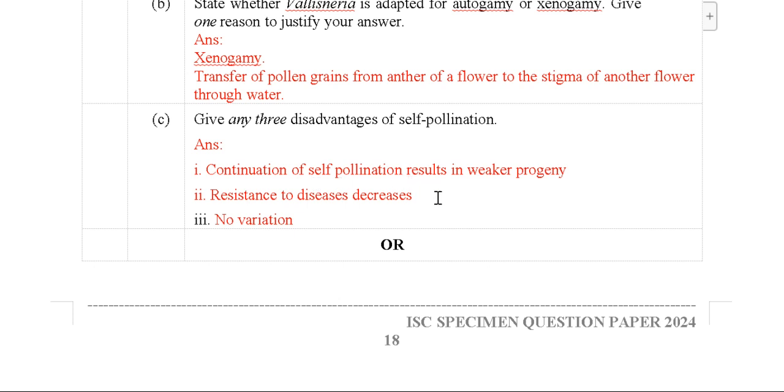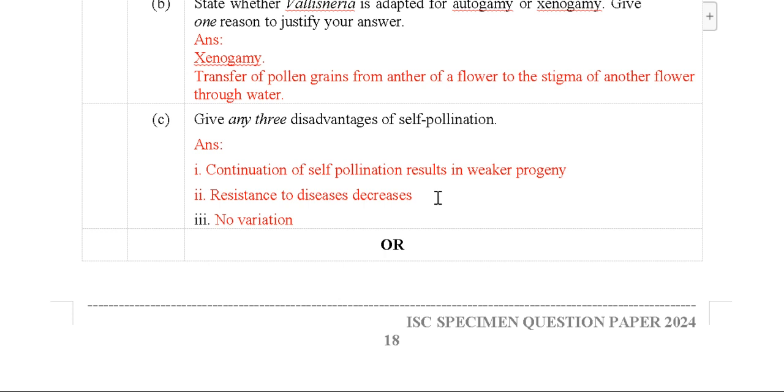Continuation of self-pollination results in weaker progeny. It will develop weak varieties continuously if it is happening. So through self-pollination, it is finally resulting in the formation of varieties with weak features. Weaker varieties will be formed. Weaker progenies will be formed through self-pollination.